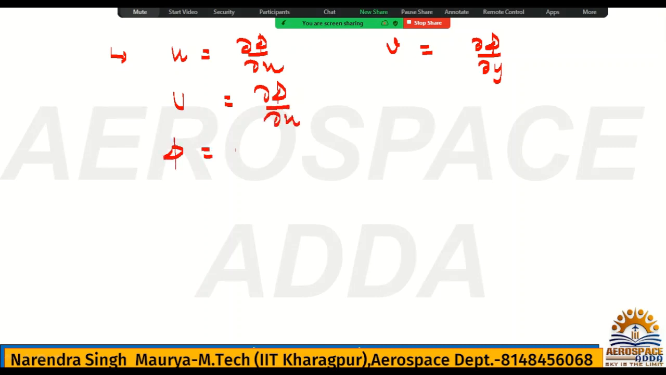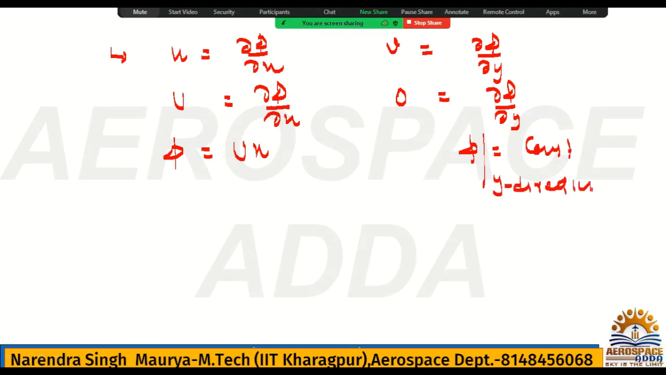What is the phi? Phi is nothing but ux, and here v is nothing but 0. You will get phi is equal to constant along y direction. Yes or no? So now you got both streamline and potential. This is the equipotential function. Phi is the potential function.